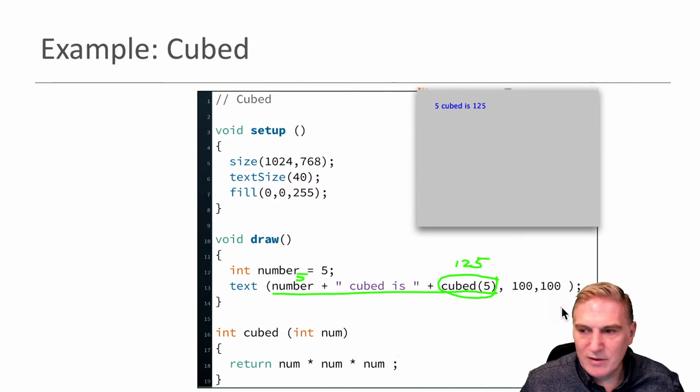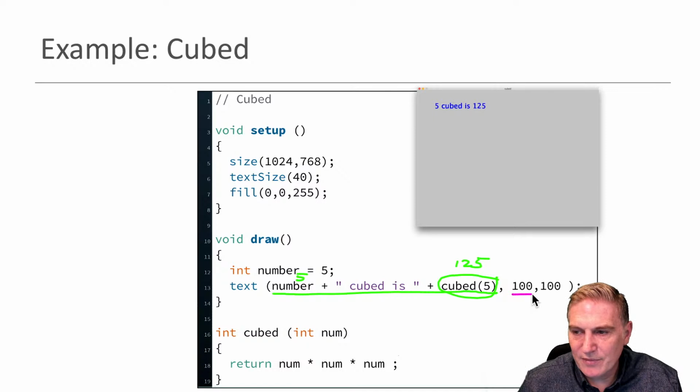The numbers here are the X and the Y value for where the text is to be positioned. And the point here really is that this is an example of where we're calling a method called cubed.